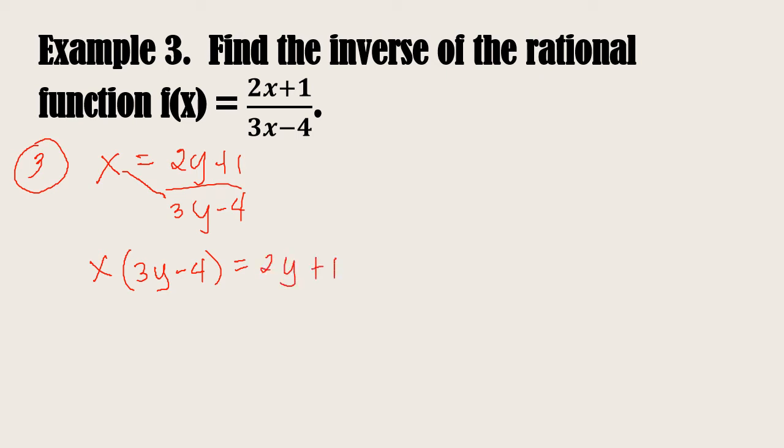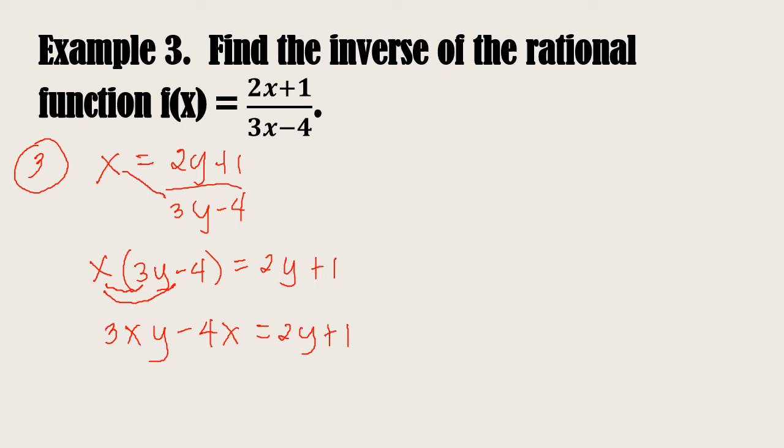Since wala namang denominator ang ating x, pwede na nating iwanan yung 2y plus 1 sa right side of the equation. And then after that, we are going to use the distributive property. Imumultiply natin ang x sa loob. So, x times 3y, this will become 3xy. And then x times negative 4, this will become negative 4x equals 2y plus 1.